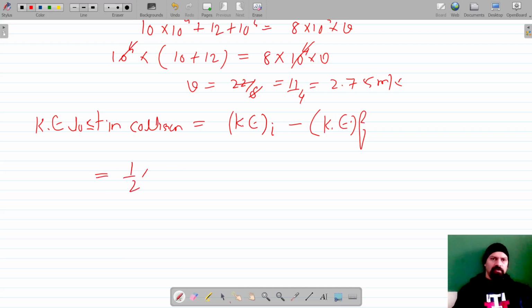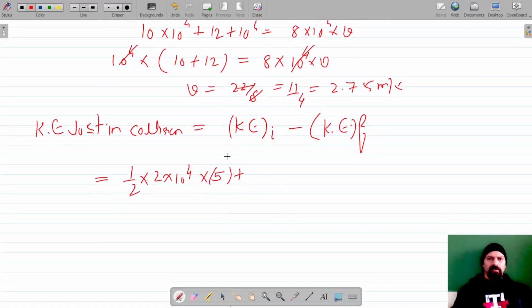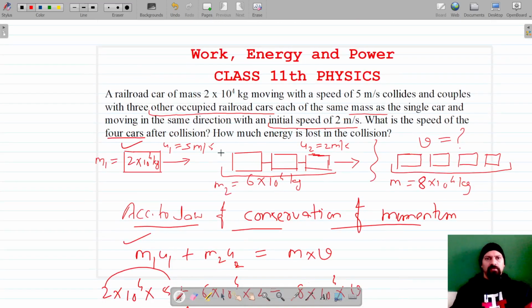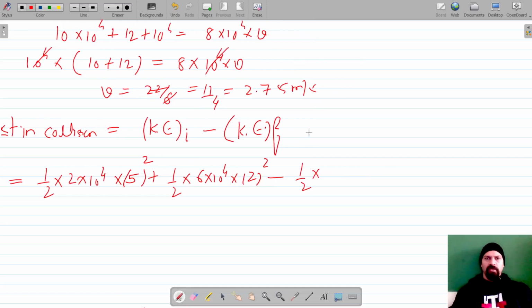Now, the initial kinetic energy of the system is the kinetic energy of the first railroad car, that is half into 2 × 10^4 into its speed squared, which is 5 squared, plus the kinetic energy of the three railroad cars, that is half into 6 × 10^4 into their initial speed squared, which is 2 squared, minus half into the mass of the four railroad cars, which is 8 × 10^4, and their velocity, which I take as 11 by 4, the whole squared.